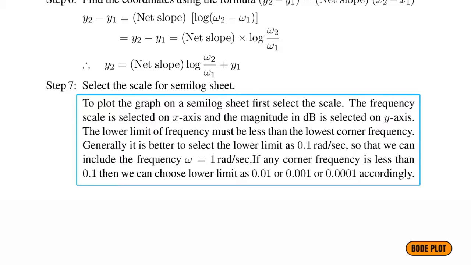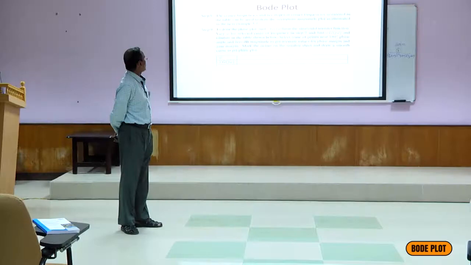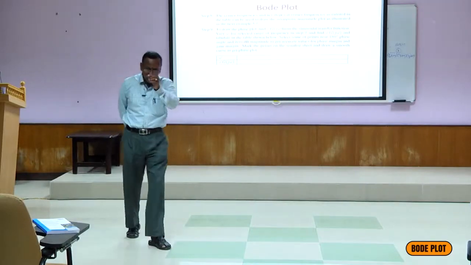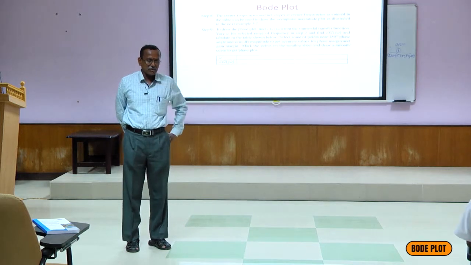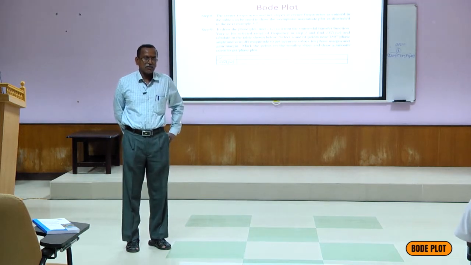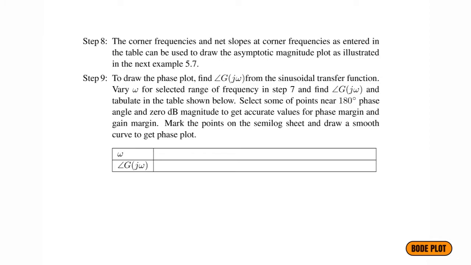Then next, the y-axis you can select as you wish. It can be taken from minus 40 to plus 40. That is sufficient. Sometimes if more is required, we can select accordingly. The corner frequencies and net slopes entered in the table can be used to draw the asymptotic magnitude plot. Corner frequencies are the x coordinates. Y coordinates can be obtained from the formula y2 equal to net slope multiplied by log omega 2 by omega 1 plus y1. Then we can draw the magnitude plot.